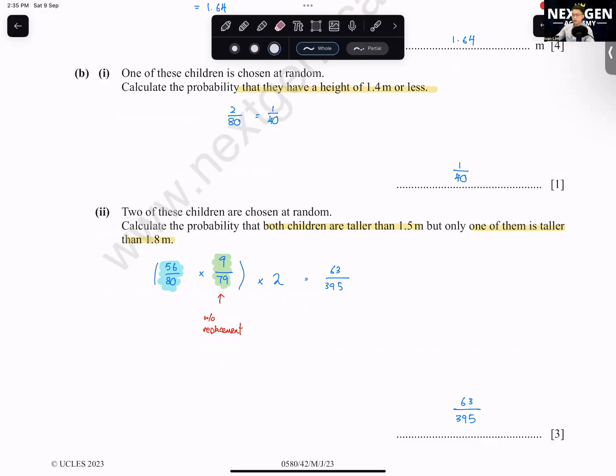Okay, next one. 4C. Why need to add 1? Which one? First question.